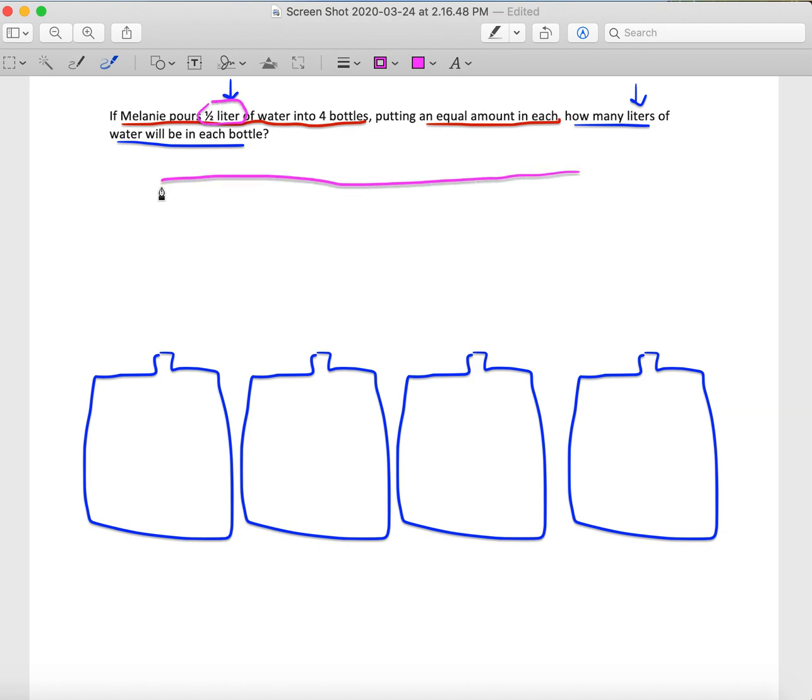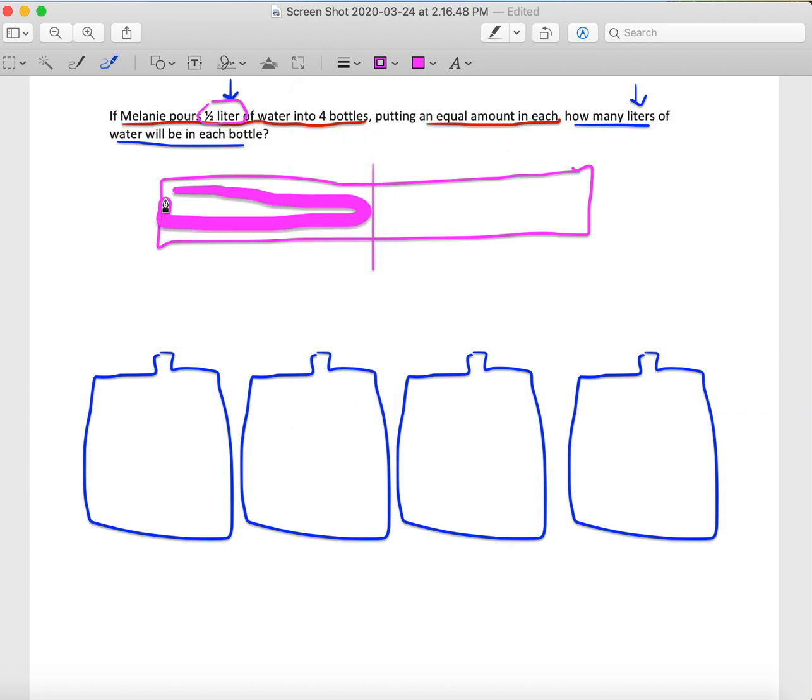So if this would be a whole liter, let's just say that's 1 liter. Actually, this part I do know how to do. So then this is my 1/2 a liter, right? This side here is 1/2 of a liter. And the idea is I need to split them equally into the 4 bottles I have below.